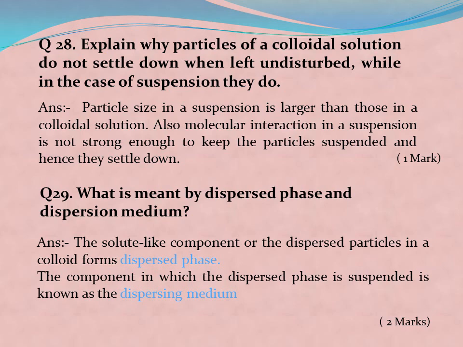Question number 28. Explain why particles of a colloidal solution do not settle down when left undisturbed, while in the case of suspension they do. Answer. Particle size in a suspension is larger than those in a colloidal solution. Also, molecular interaction in a suspension is not strong enough to keep the particles suspended, and hence they settle down.